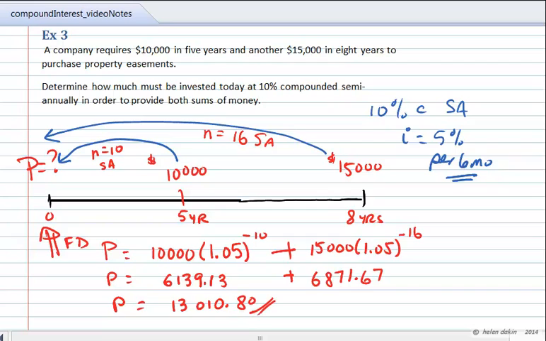$13,010.80. I think the true message here is that the time diagram serves an important function. Once you've got all of the information downloaded onto the time diagram, it's pretty easy to put the problem together and solve for the final answer.